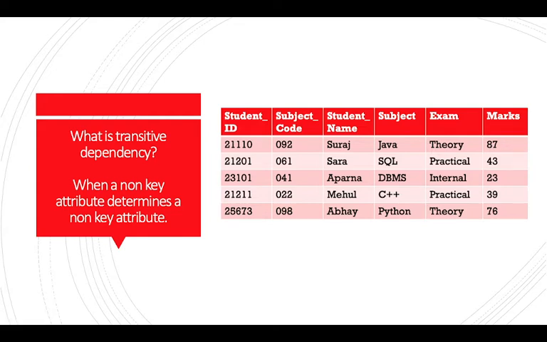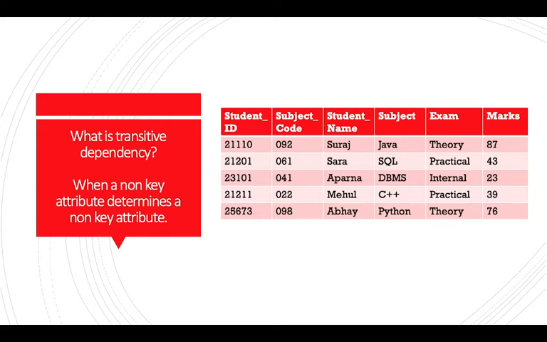So when these non-key attributes, exam and marks, show dependency on each other, this is what you call transitive dependency. Now if you read the definition again, you'll be able to understand it. What is transitive dependency? When a non-key attribute determines another non-key attribute, when a non-key value is dependent upon another non-key value. And transitive dependency is something that we don't want, because it won't help us sort our relation into simpler tables.